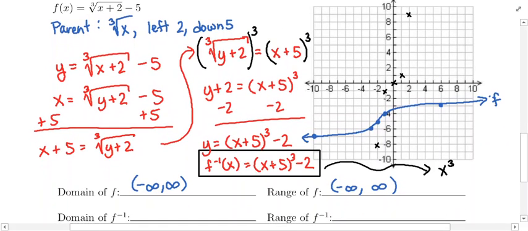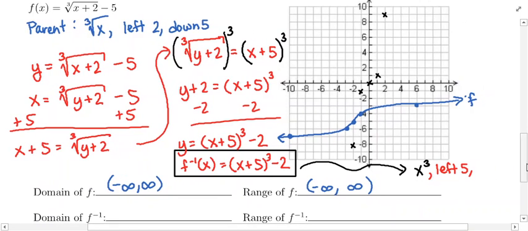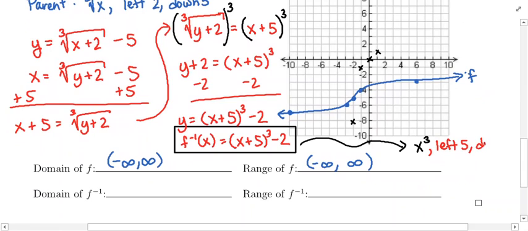Since we're adding 5 inside the parentheses, that means we need to go left 5, and then we're subtracting 2 outside of the parentheses, so that's a vertical shift down 2 units. So each of these x's needs to go left 5, down 2. I'm going to start right here, left 5, down 2. It's going to bring me right here.